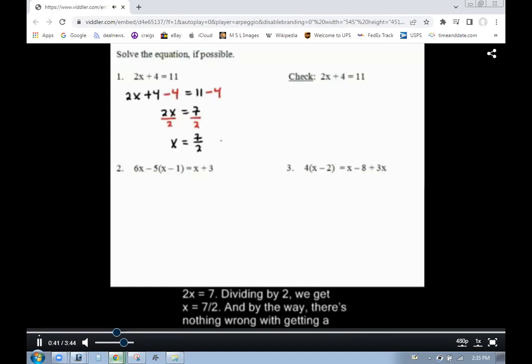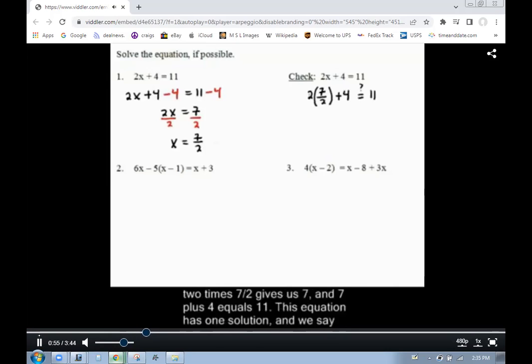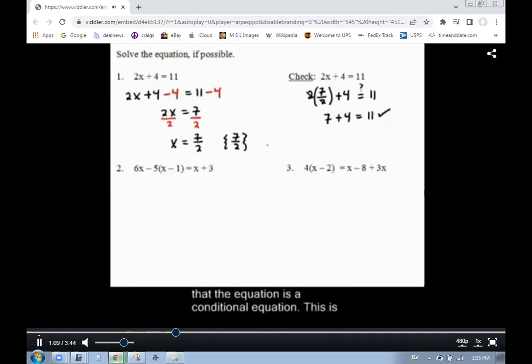And by the way, there's nothing wrong with getting a fraction as an answer. You'll see that the solution checks. I'll substitute 7 halves for x. And 2 times 7 halves gives us 7. And 7 plus 4 equals 11. This equation has one solution, and we say that the equation is a conditional equation. This is because the statement is true on the condition that x equals 7 halves.